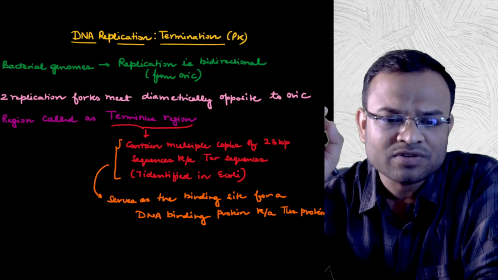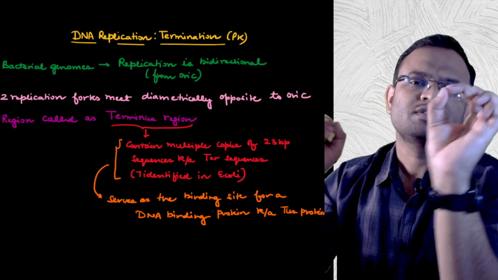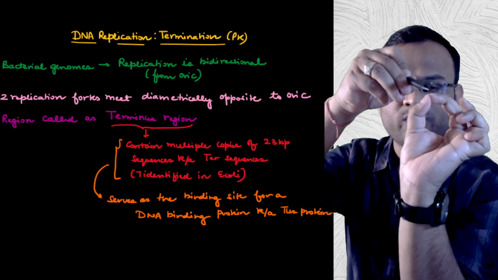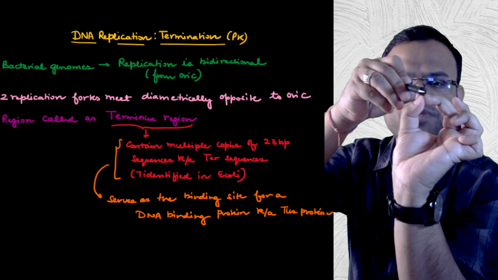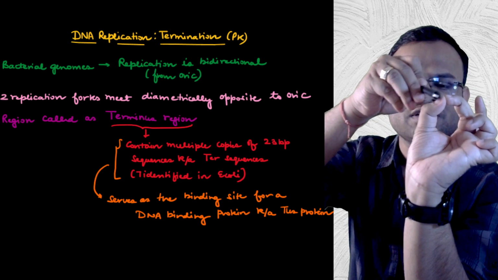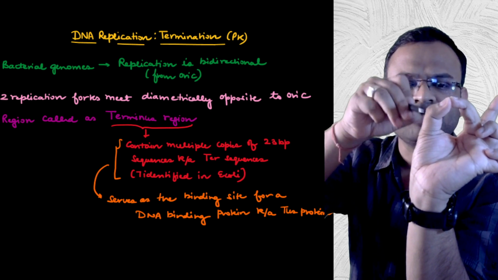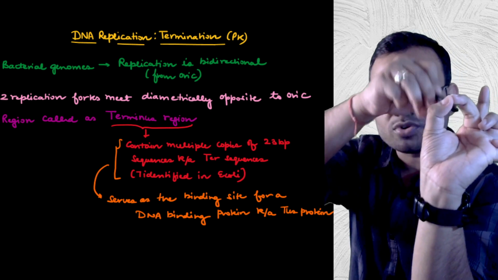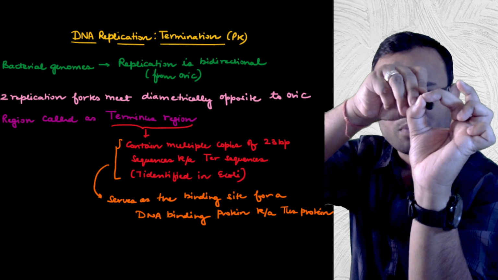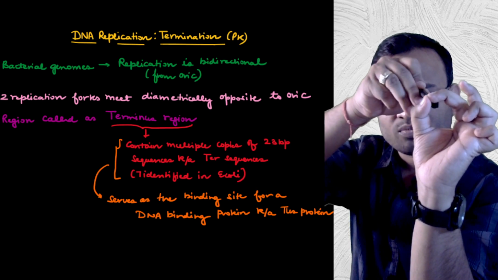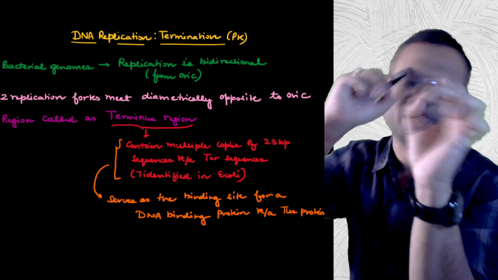Now the two replication forks meet diametrically opposite to OriC. What does this mean? Suppose this is the point where we start the replication, the OriC. One replication fork would be moving like this, the other replication fork would be moving like this, and they would be meeting each other at a point diametrically opposite to the OriC point. So both the replication forks would be moving and they would be meeting opposite to the OriC. This is what I want to say.